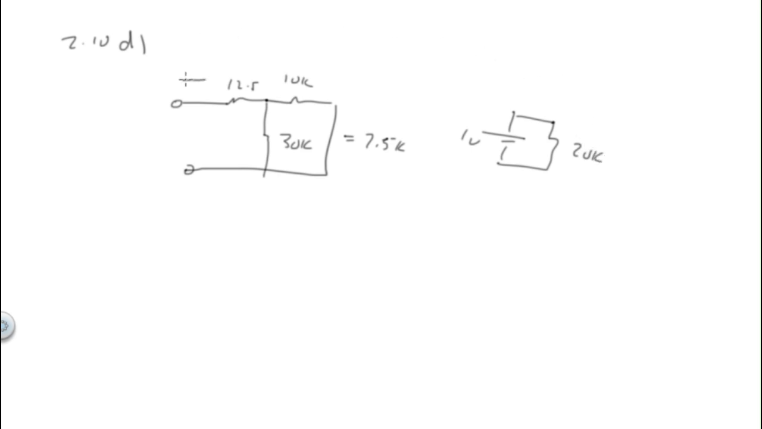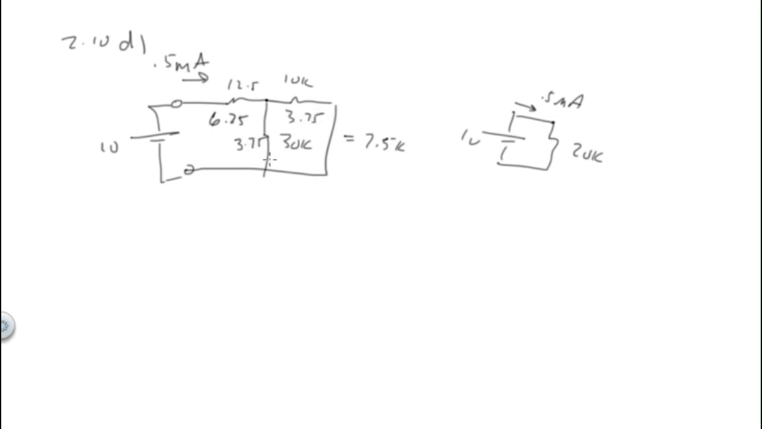So what would make my current flowing through here? 10 volts divided by 20K is 0.5 milliamps. So my current here is 0.5 milliamps. Now here is my voltage, 12.5K times 0.5 milliamps, or 6.25. So my voltage across here is 6.25 volts. If it's 6.25 volts across there, what's left? Well, the voltage across here and the voltage across here have to equal 3.75.